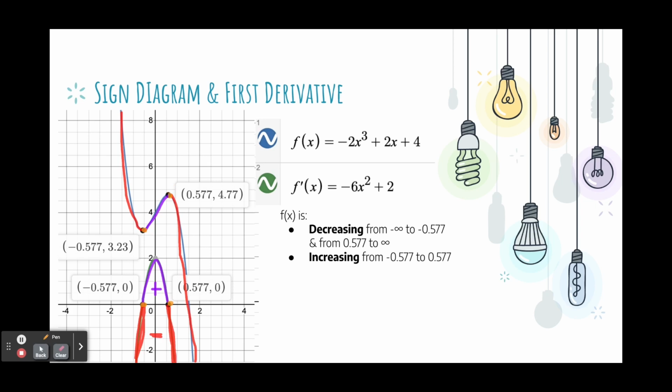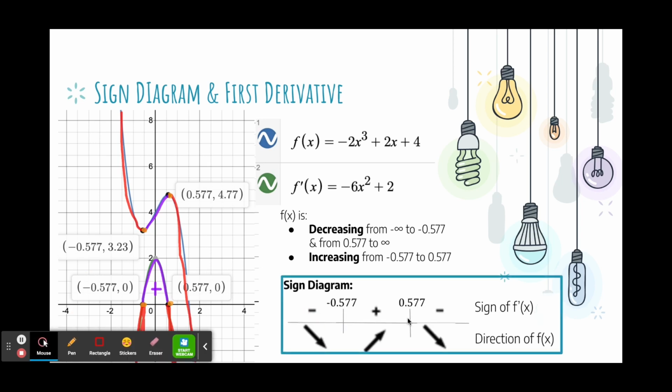What's super important is that we're going to be creating what are called sign diagrams to understand our function. A sign diagram is as follows. We are going to label our stationary points, when the derivative is equal to 0. So on a number line, I'm labeling my two stationary points, which are when the derivative is equal to 0. And then we see what is the sign of our derivative.